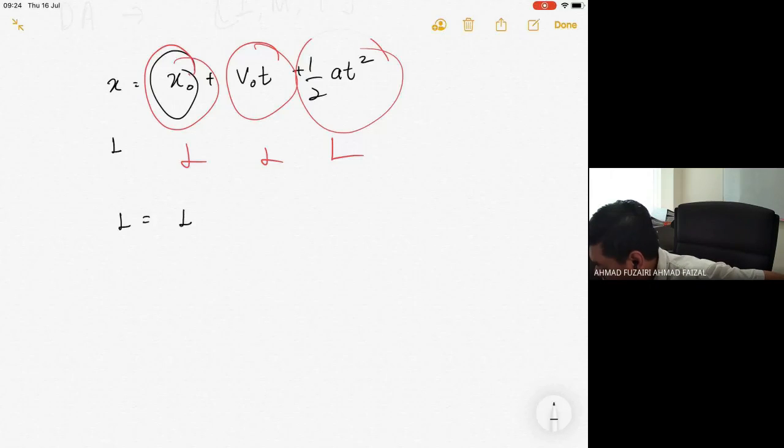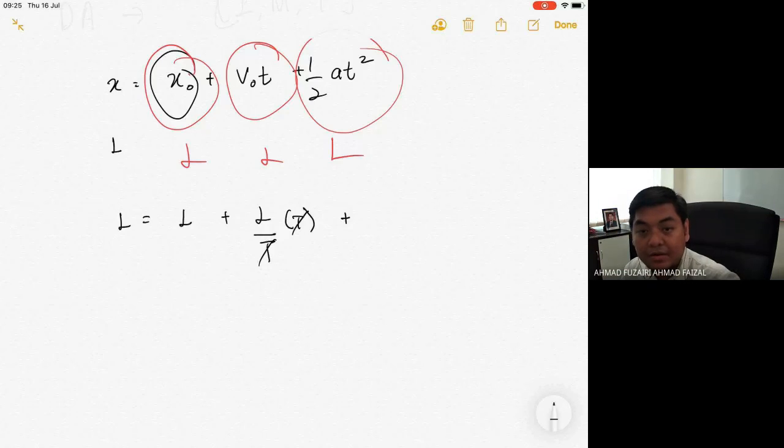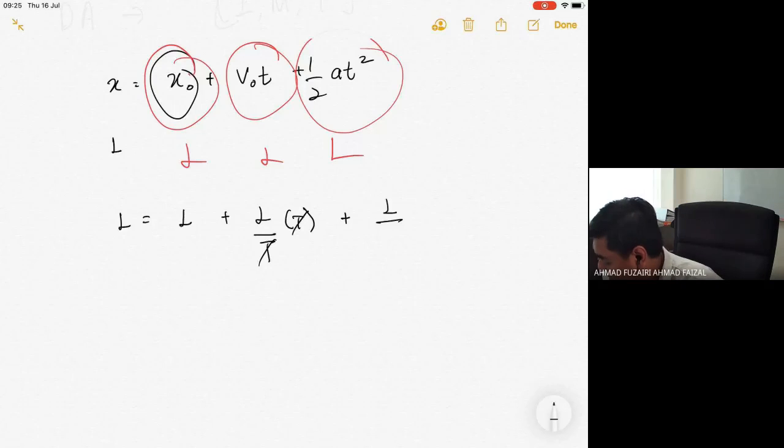Ada masalah? Okay, tambah dengan V0 T. So V0 ialah speed. Speed ialah L per T. So kali dengan T, T dengan T potong. So dapat L. Yang ni yang kedua, 1/2 AT squared. So macam Abu cakap tadi, 1/2 tak payah. Yang kedua ialah L per T square. Ni untuk mana ni? Yang ni.